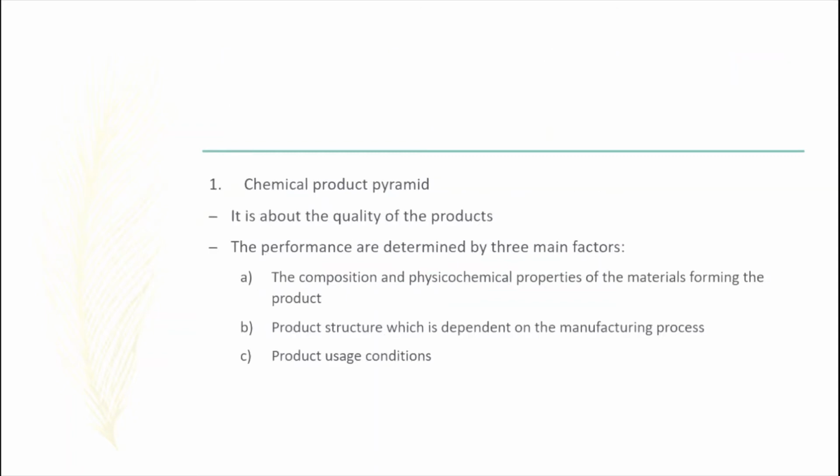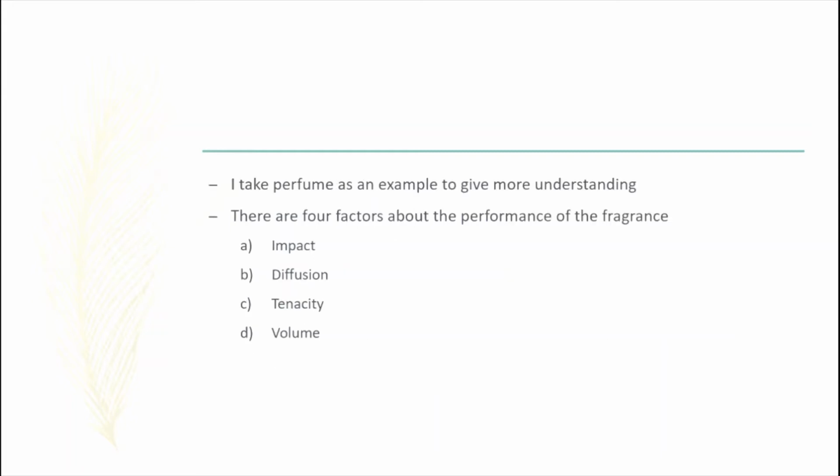Okay, the first procedure is the chemical product pyramid. The chemical product pyramid is about the quality of the products. Customers are not judging the value, but they are looking for the functionality and performance of the product, such as smell and handling properties. The performance is determined by three main factors. First, the composition and physicochemical properties of the materials forming the product. Second, product structure, which is dependent on the manufacturing process. Last, product usage conditions. So I will give you an example to give more understanding about quality.